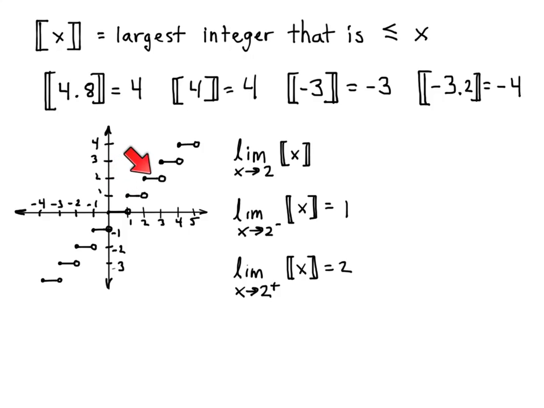And then if I'm coming from the positive side, I'm actually on this step, and so I'm coming down to 2, and so my limit as I approach 2 is 2. And since we have the left hand and the right hand limit as having a different value, the limit as x goes to 2 of this doesn't exist. Okay? Why doesn't it exist? Because the left and the right hand limits aren't equal. They have to be equal for that limit to exist.